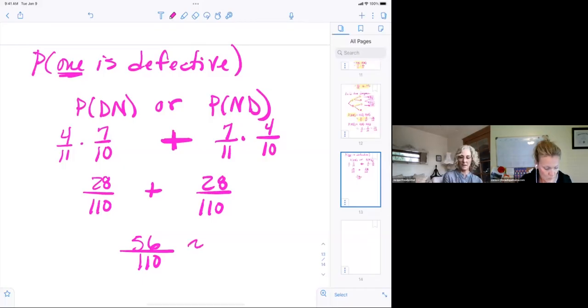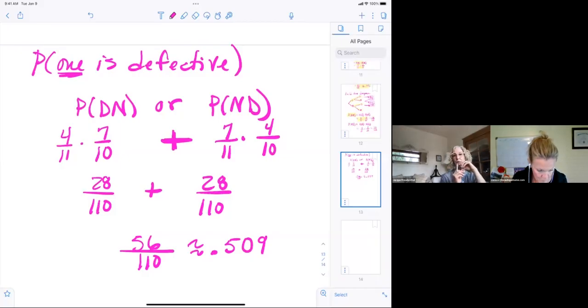We get approximately 0.509. So a little more than 50% chance that one is going to be defective when I draw it twice.